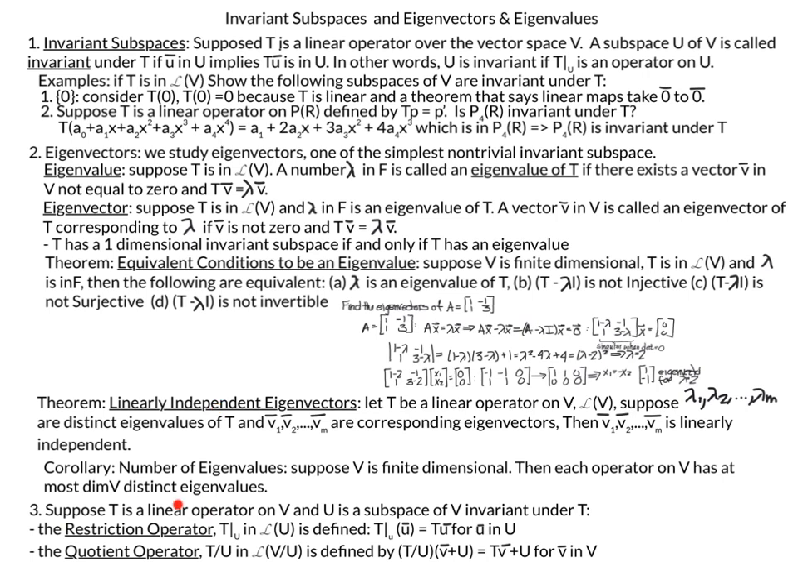Finally, we talked about the restriction operator and the quotient operator. So suppose T is a linear operator on V and U is a subspace of V invariant under the transformation T. We can then talk about the restriction operator, T restricted to U, which is essentially the linear operator when we restrict T's domain to be the subspace U. Next, we talked about the quotient operator, and it operates on the quotient space V over U. So the quotient operator T over U on v plus U is equal to T on the vector v plus the subspace U. And that's it for this video.